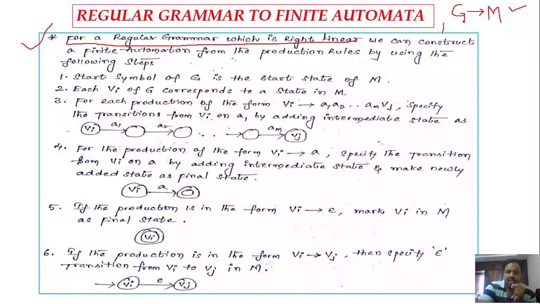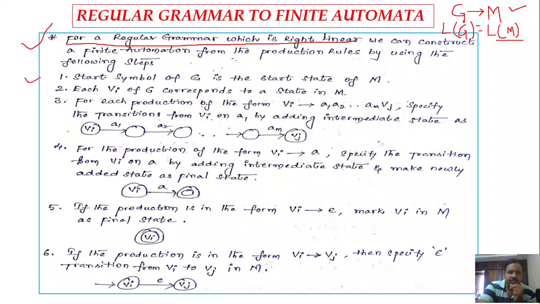Here we consider that L of G will be equal to L of M, right? What is this L of G? L of G is nothing but the language described by the grammar, or the language defined by the grammar. So the language defined by the grammar can also be accepted by the finite automata. That's the reason why we are writing L of G is equal to L of M. L of G is nothing but the language of the grammar, and L of M is nothing but the language of the finite automata, right?